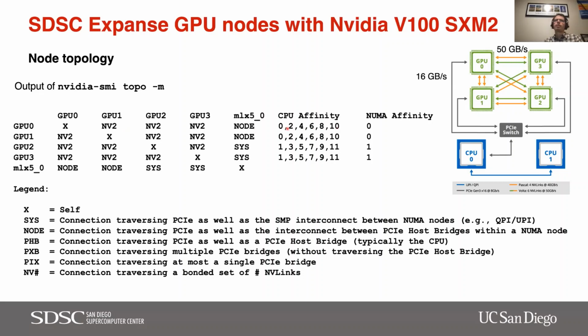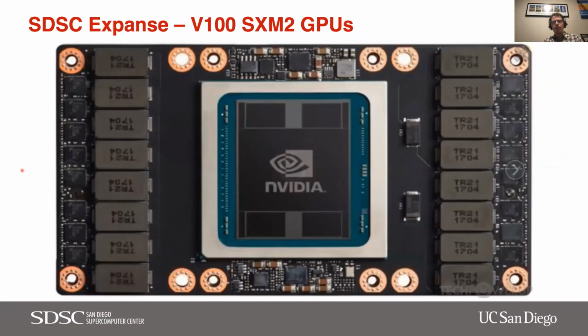And the CPU affinity is basically which CPU they are connected to on the PCI Express switch. And there's some information here about how data would travel if you send it between GPUs. And this is the network interconnect that's sitting on the PCI Express bus. That's what you have to use if you need to communicate between GPUs on different compute nodes. Yeah, I talked about this. This is how the GPU looks like.